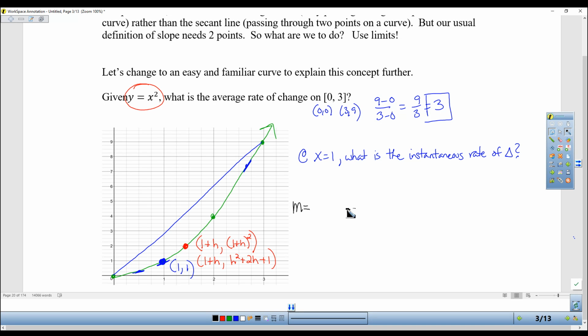The slope is, now leave a little room. Don't write it right next to it. I'll tell you why later. y2, h squared plus 2h plus 1, minus y1, I'm color coding it so that you can follow along, over x2 minus x1, which is 1.